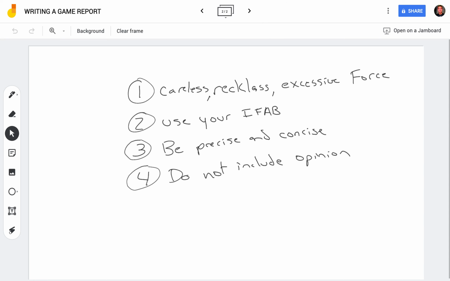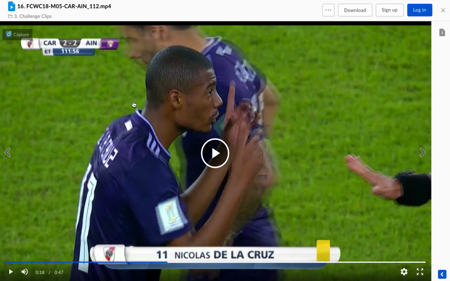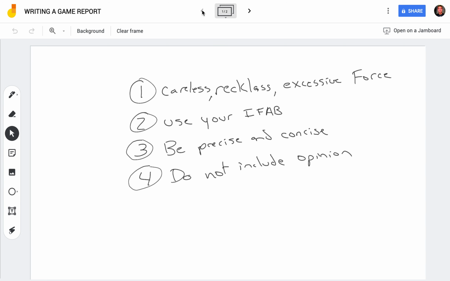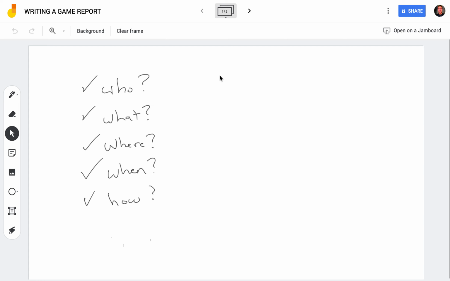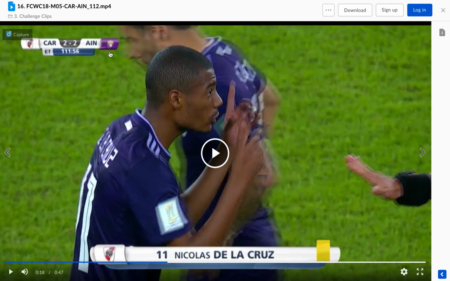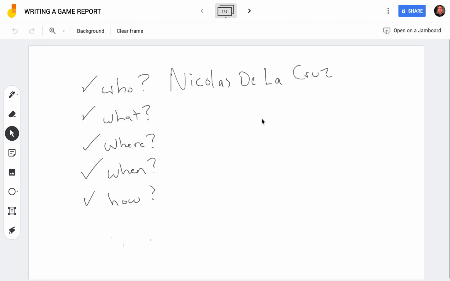So let's write a quick game report that has to do with the scenario that we just witnessed. Let's start out by using our rough draft here. So who committed the misconduct? I'm going to write the name on my Jamboard here as you are looking at that picture, but it is Nicolas de la Cruz. So that is our who. I wrote that down here, so I have that in the back of my head. And you could even create something like this on a piece of paper after the game so that you know the information, especially if you have that second or third game that day.